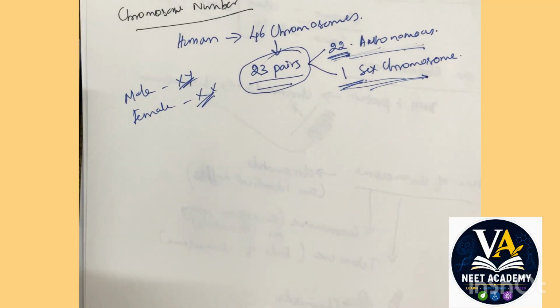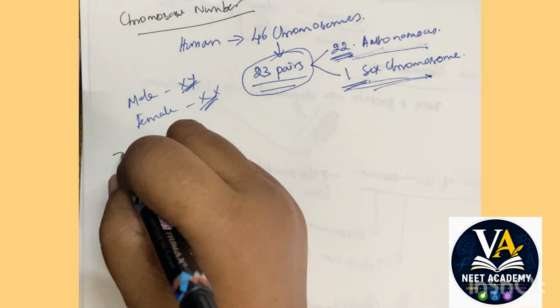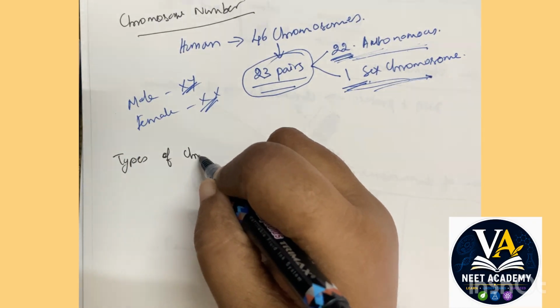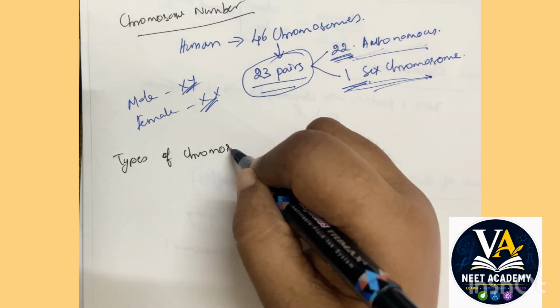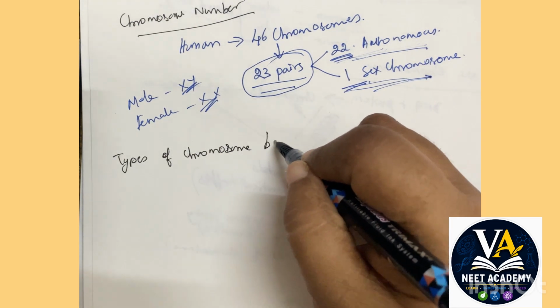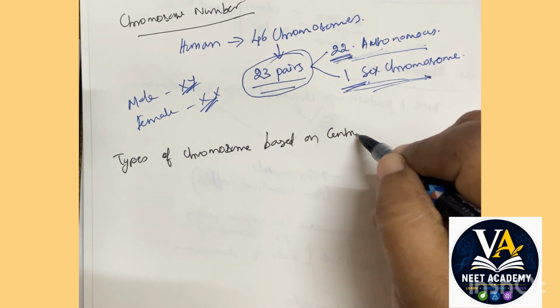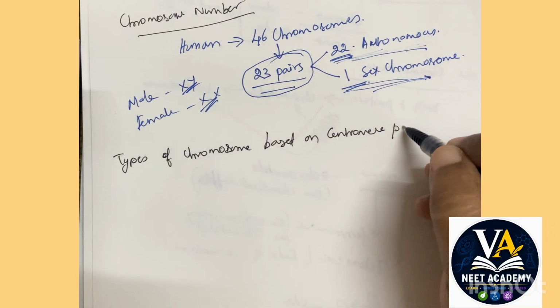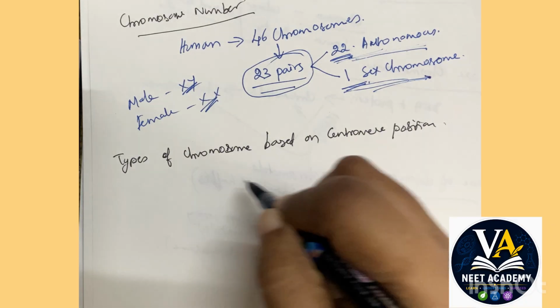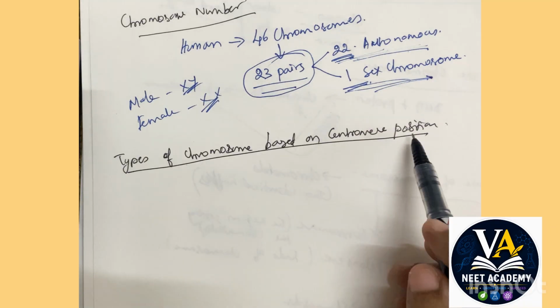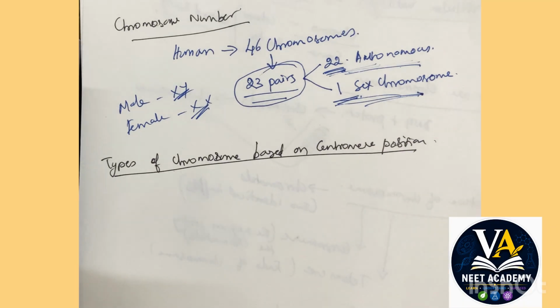Okay. So, now we will move on to the next topic, which is the types of chromosomes. Now, the types of chromosomes are divided based on the centromere position. So, you have 4 types of chromosomes.